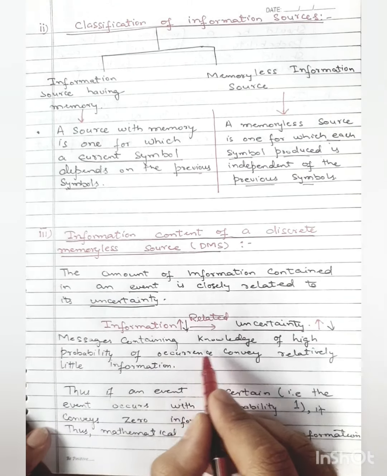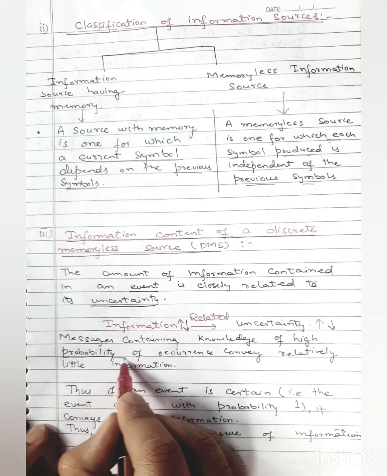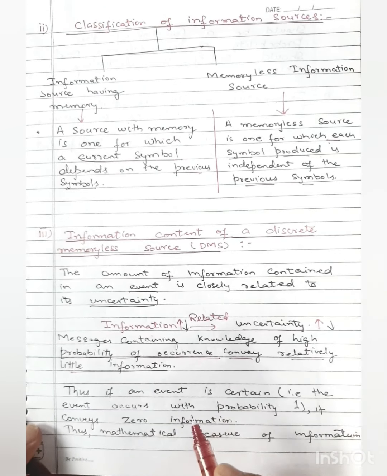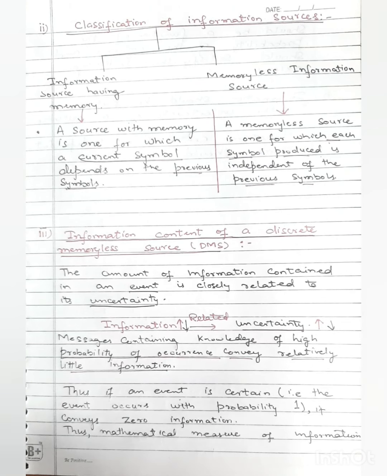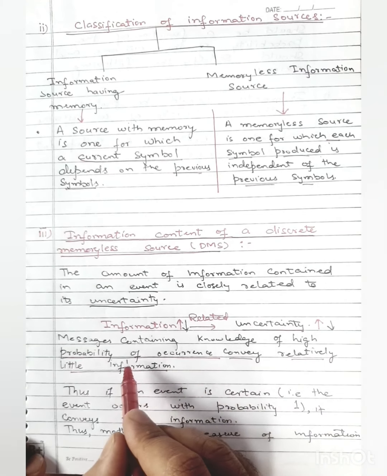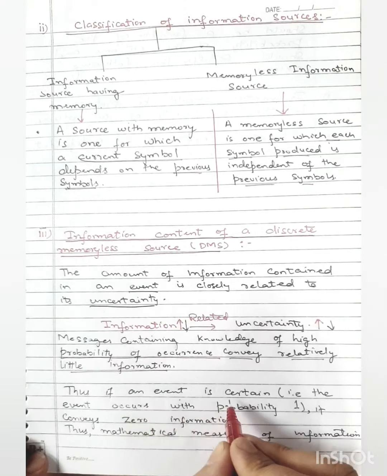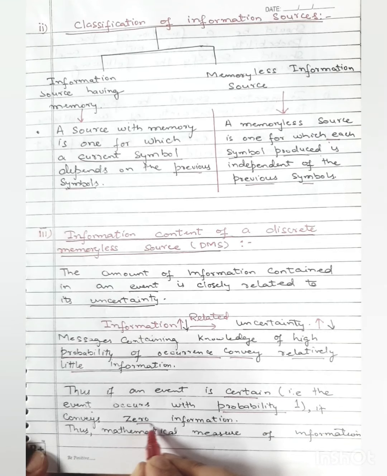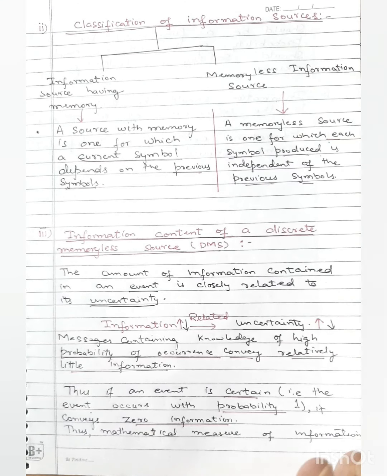So messages containing knowledge of high probability of occurrence convey relatively little information. That means if you already have knowledge about the occurrence of a certain event, then it conveys little information. Whereas if the probability of occurrence is low, then it conveys more information. Thus, if an event is certain, that means the event occurs with probability 1, it contains zero information because you are already certain about the event.